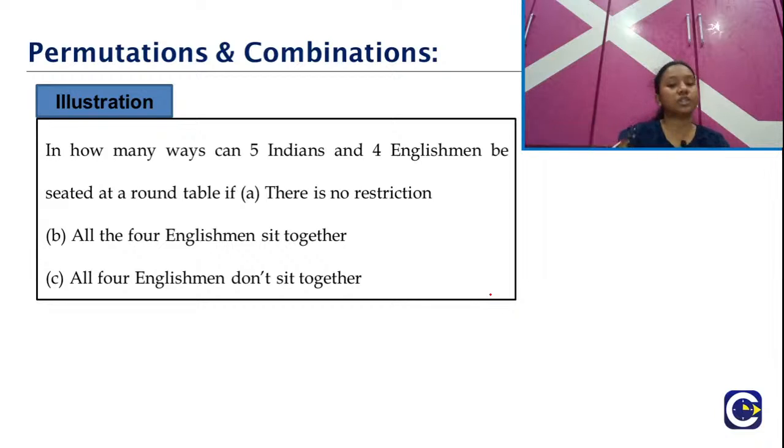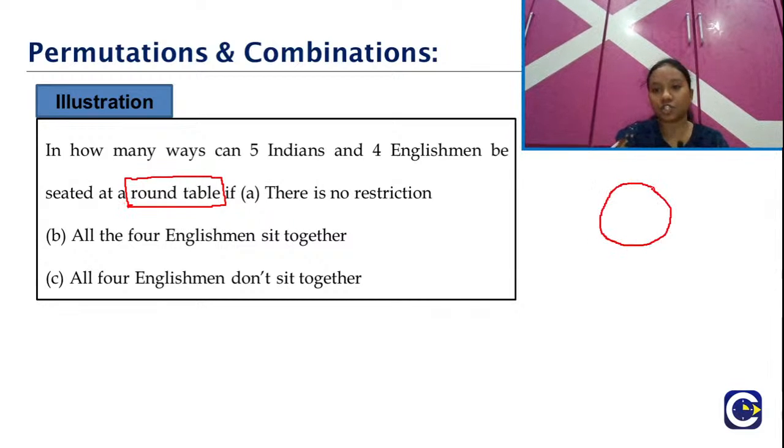So let's read the question first. In how many ways can 5 Indians and 4 Englishmen be seated at a round table? By this word you can understand that it's a circular permutation. Round table triggers us that it will be a circular permutation here. If so, we are having 3 conditions.